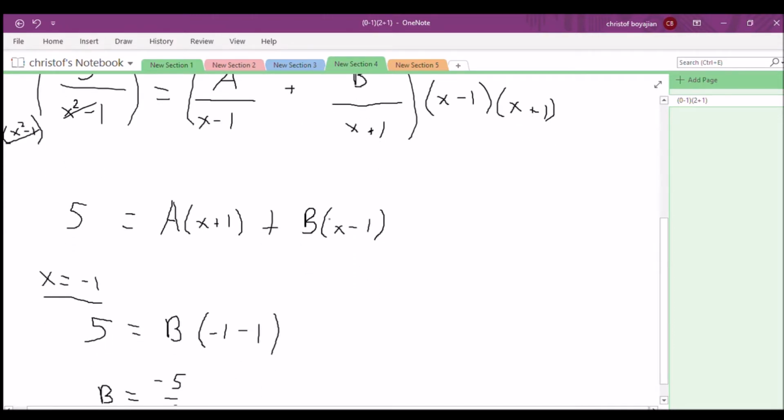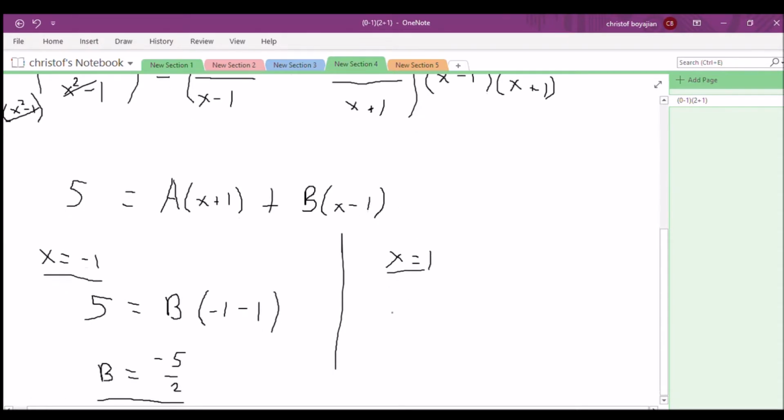Well, yeah, we can. If we set x equal to 1, we can see the same thing happens here. That's going to result in 0. So we're going to have 5 is equal to 2a. Therefore, a is going to be 5 over 2. All right? So now we have solved for a and b.